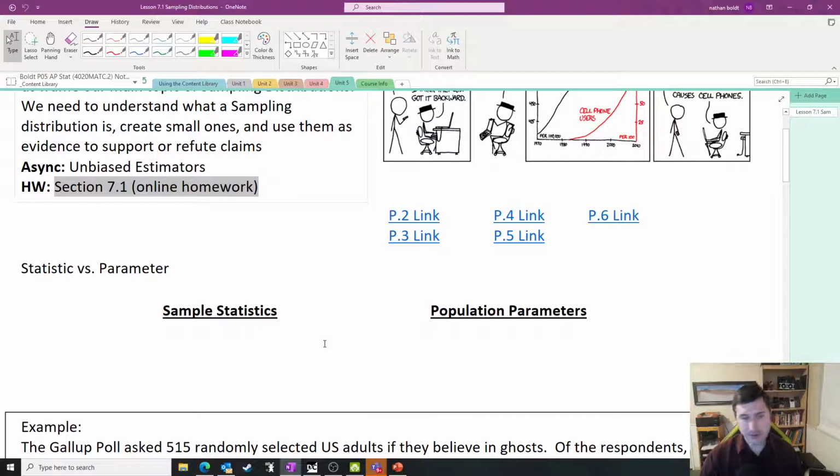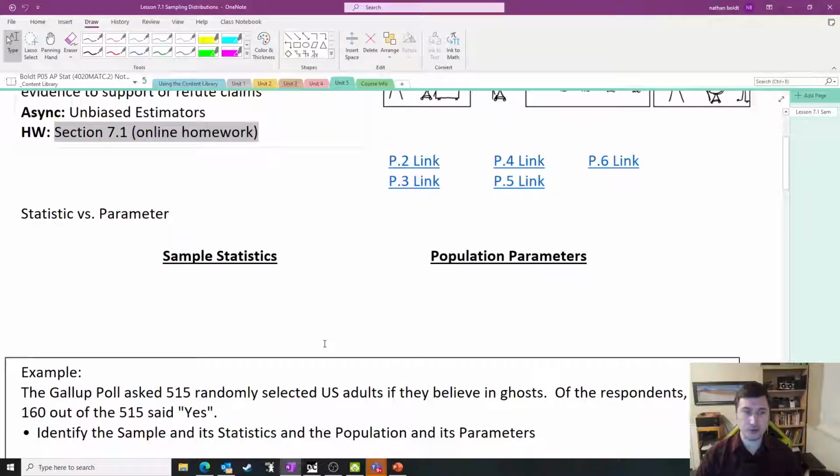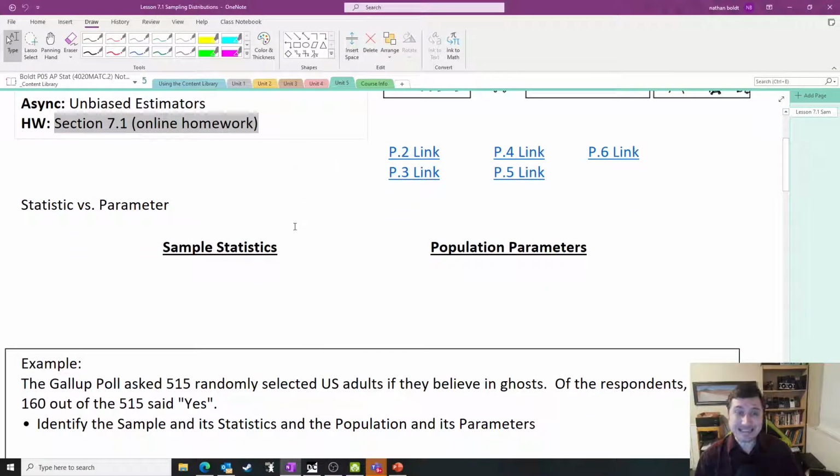Statistic versus parameter. Statistics are only with samples. You take a sample, and the numbers you get are statistics. If you're talking about an entire population, like you take a census and you ask everybody, those are not statistics. Those are parameters. Statistics are only in relation to samples.